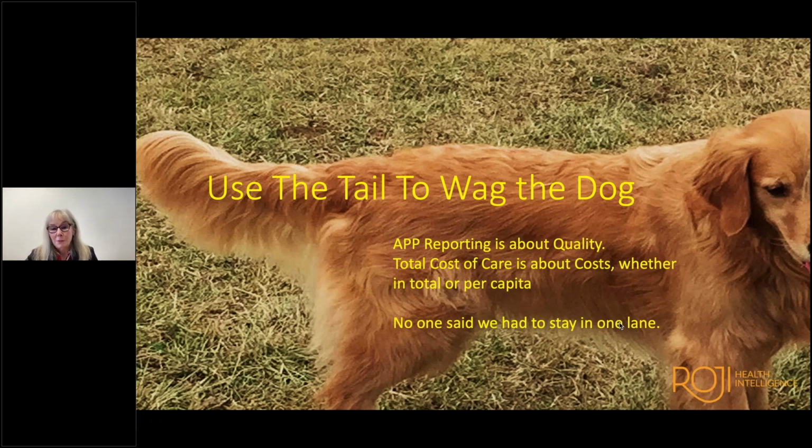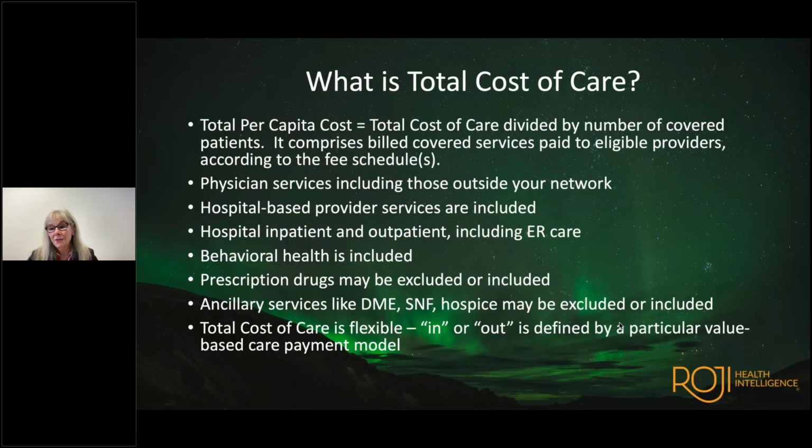So a little bit of definition, and I'm going to abbreviate this. The total cost of care is simply everything that you are charging for, or your allowed costs that are being considered by your payers and paid by your patients. It includes physician and hospital and behavioral health and prescription drugs and ancillary services. Total per capita cost is simply total cost of care divided by your number of patients. And it's a way that you can more easily compare total per capita cost from one facility or one organization to another.